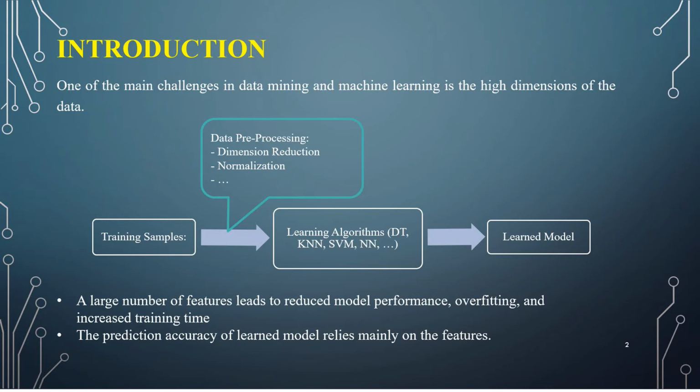The prediction accuracy of the learning models mainly depends on the feature space. A large number of features leads to reduced model performance, overfitting, and increased training time. So in order to reduce the number of the features, we can use some sort of data pre-processing like dimension reduction.